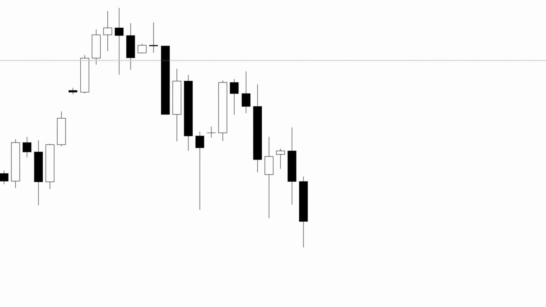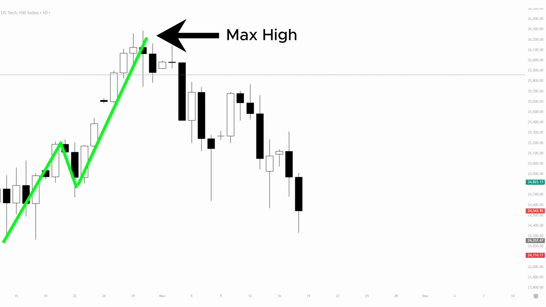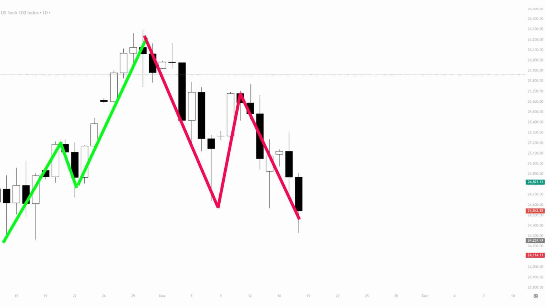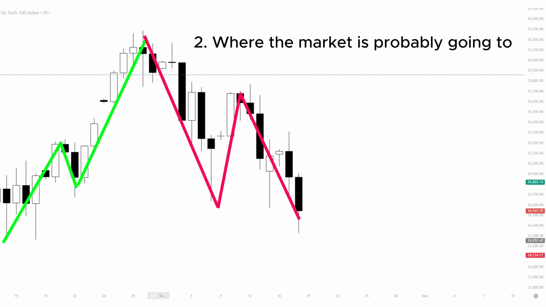For example, this is the Nasdaq on the daily chart, and by analyzing the swing levels, we need to know that we started from an uptrend, then formed what looks to be a maximum high, from where the market started falling down into what looks to be a downtrend. So the first important thing, we checked it. We went from an uptrend into a downtrend. Now into the second important thing. Where is the market likely to be heading to?